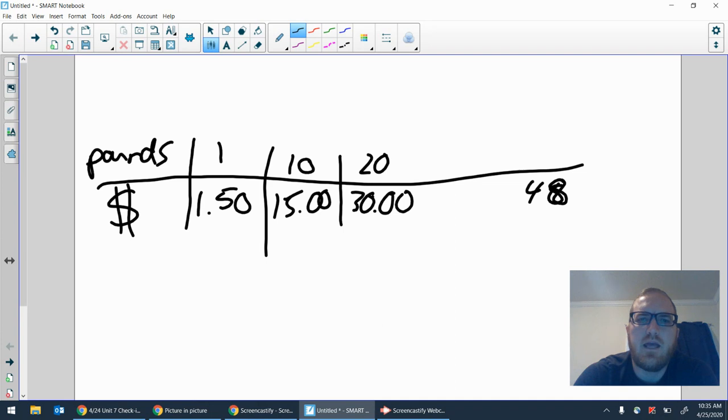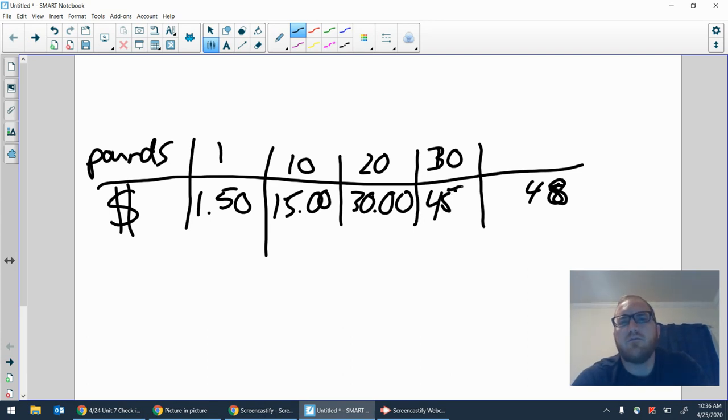But we can add another 10 to it, though. Another 10 pounds of strawberries. And we can get up to 30 total pounds. And once again, we know that because 10 pounds is $15 and 20 pounds is $30, if we do 30 total pounds, that's going to be $45. Oops, sorry about that. $45.